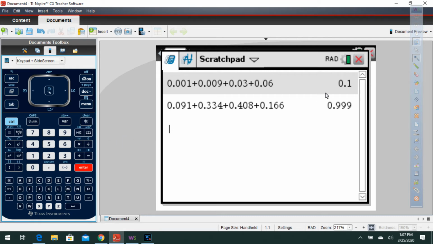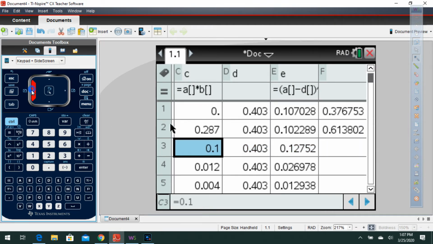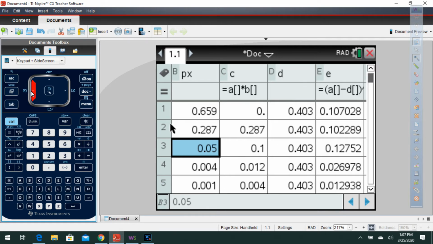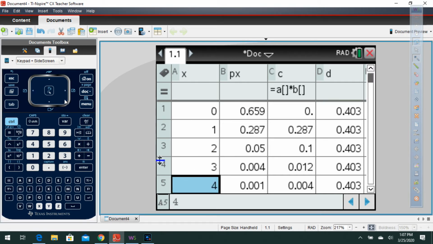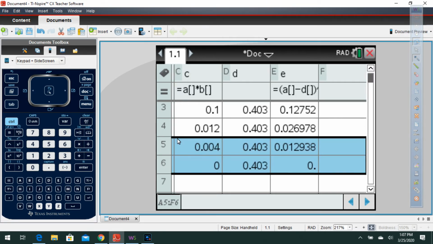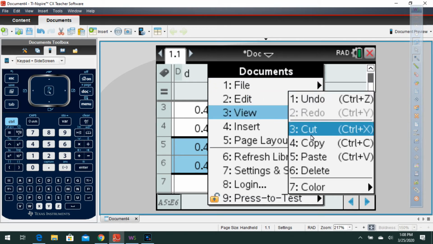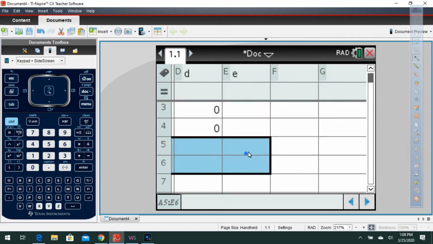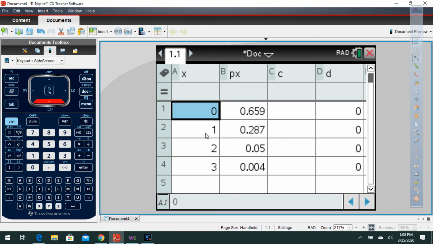Well, let's go back over here. And this is the really nice thing about these right here. We go down to 3. So we're going to go down here to 4, and I'm going to go doc, edit, and delete. Okay, let's see what that did to everything. All right, well, let's see here. 0, 1, 2, and 3.